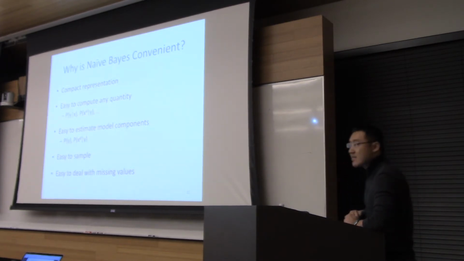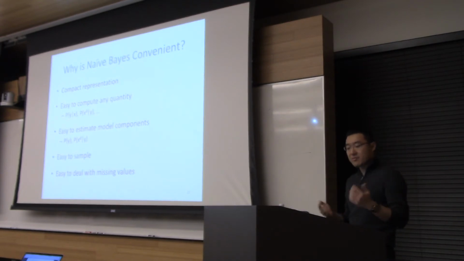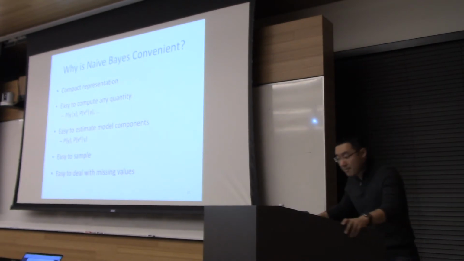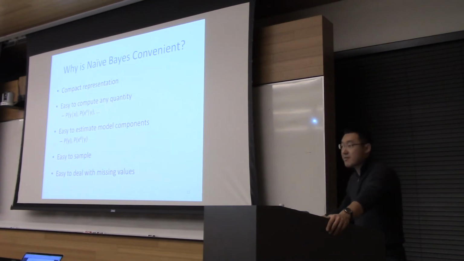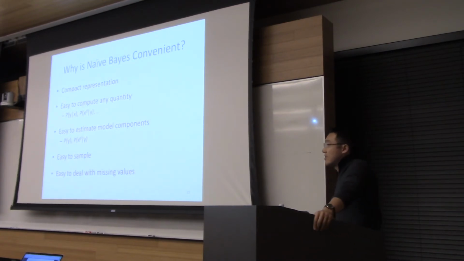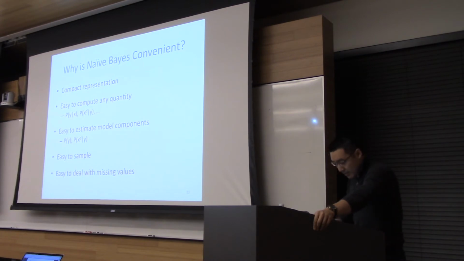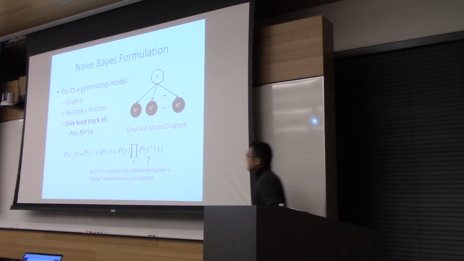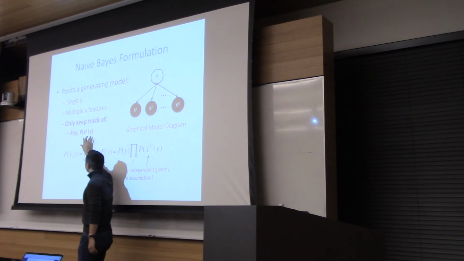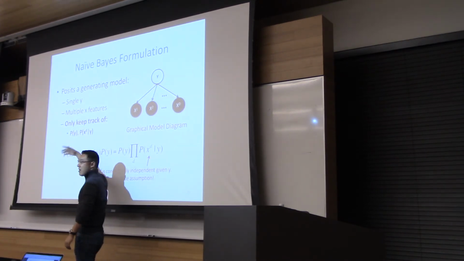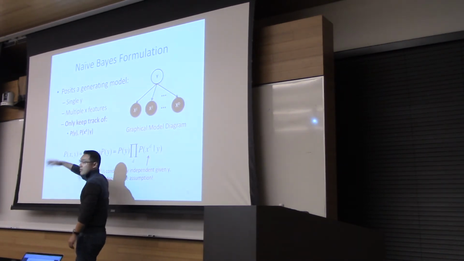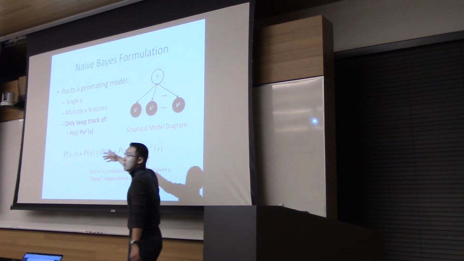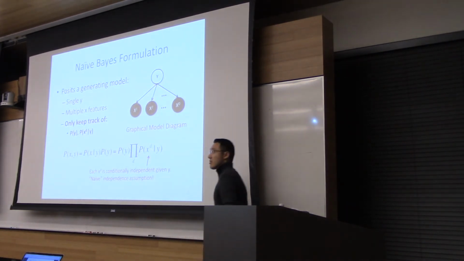Okay, so why is naive Bayes so convenient? Well, it gives us a compact representation. Rather than having a number of parameters in the model that scales exponentially with the feature dimension, it only scales linearly, right? Because the only thing we need to keep track of are these guys, and we have one of these per feature dimension. So the complexity of the parameterization of this model is linear with respect to the number of feature dimensions.